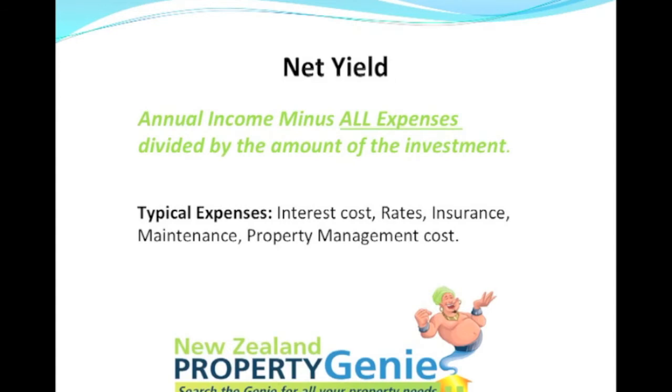Net yield is the annual income minus all expenses divided by the amount of the investment. Typical expenses for the property: interest costs, which is the largest expense for any property investor, rates or land tax, insurance, maintenance, property management cost, and could be various other costs as well, like lawn mowing, gas, warrant of fitness, depending on the property, but for this exercise let's keep those expenses. Remember, the annual income minus all expenses divided by the amount of the investment will give you the net yield.